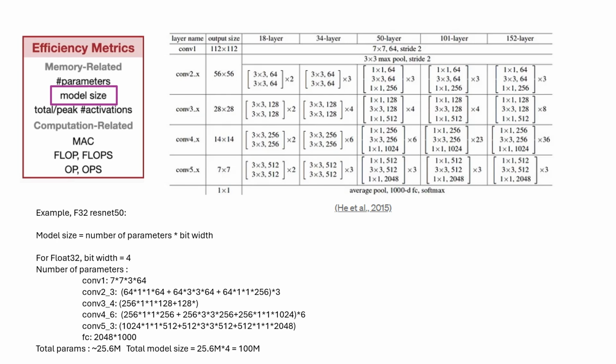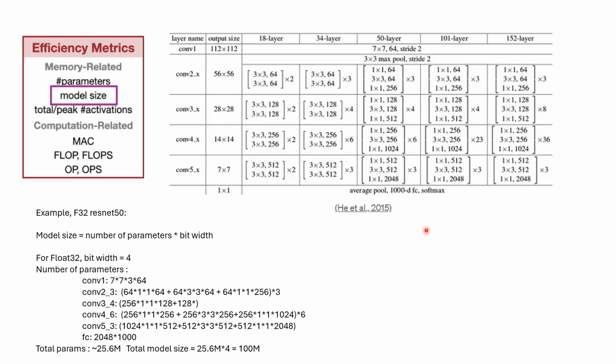Let's first talk about the model size. In this example, we use ResNet as an example to try to explain to you how the model size is calculated. So assume the ResNet we're using precision floating point 32, and the model size is calculated using this formula: number of parameters times the bit width. For floating point 32, the bit width is 4. The number of parameters is the thing we need to figure out in order to estimate the total size of the model.